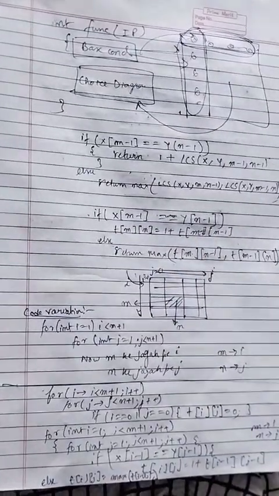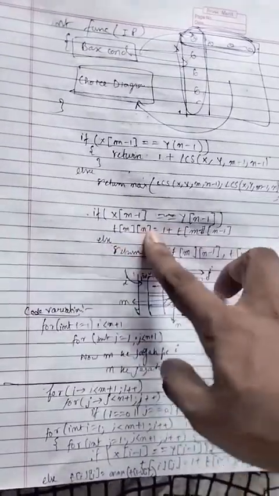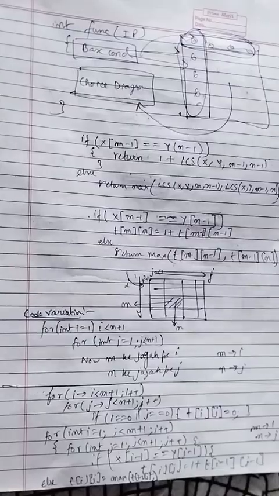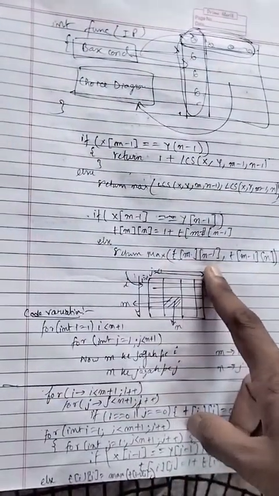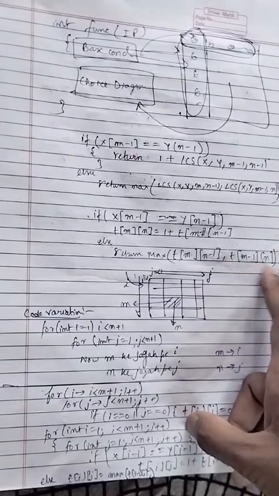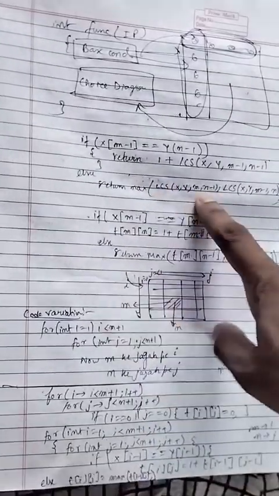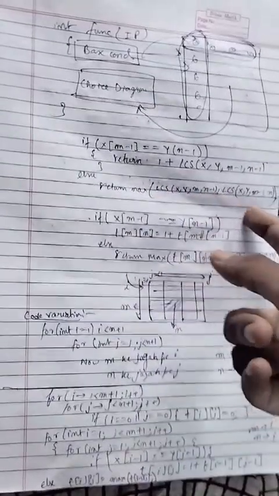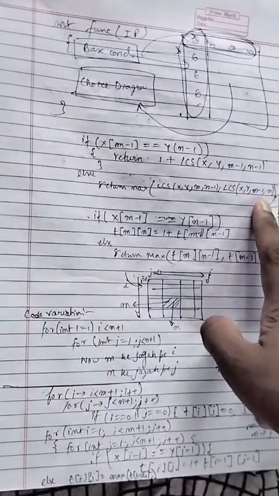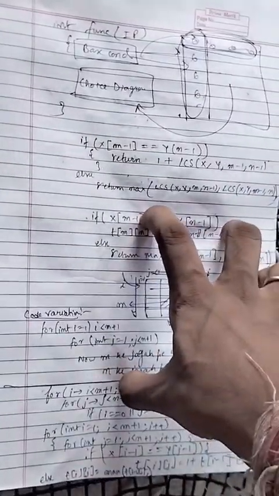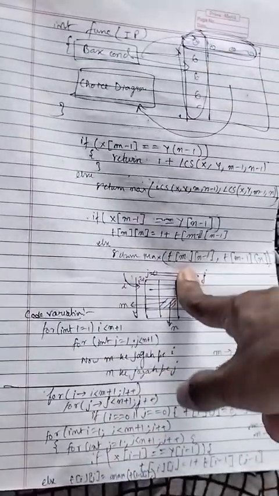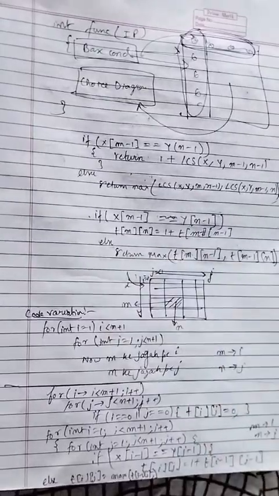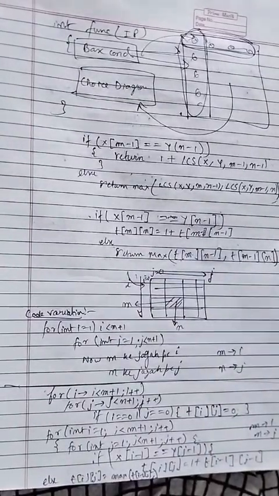So how will this happen? t of m, n equals 1 plus t of m minus 1, n minus 1, and otherwise return the maximum of t of m, n minus 1 and t of m minus 1, n. In the code variation, we deduct the LCS and write here t of m, n minus 1 and m minus 1, n, because we are considering the matrix. So at that location it will store the value. Okay, so that's why we are returning it.